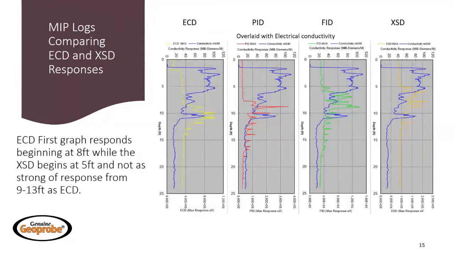The second log is interesting as the FID and XSD graphs, numbers 3 and 4, have the first detection at around 5 feet, and the ECD and PID do not start responding until about 8 feet. Between 5 and 8 feet, there may be a dichloroethane, which is a single bonded 2-chlorine molecule, and from 8 to 12 feet, we may assume that there may be something along the lines of PCE or TCE.